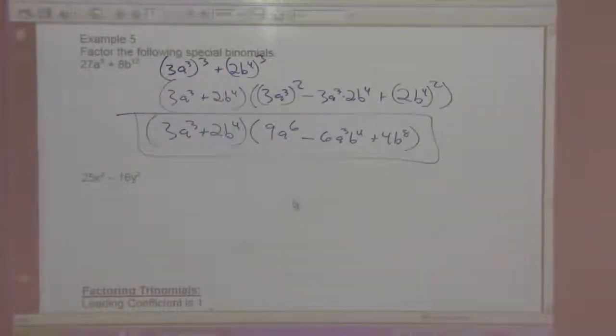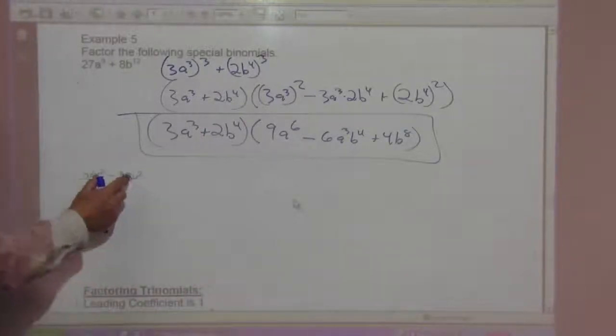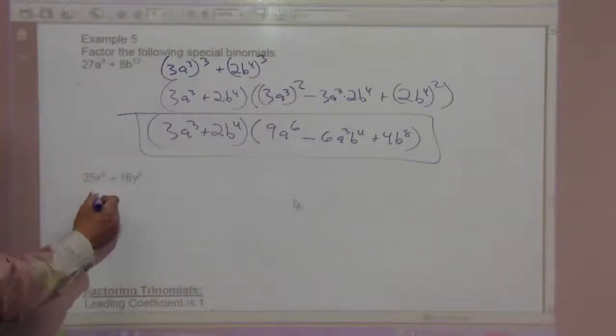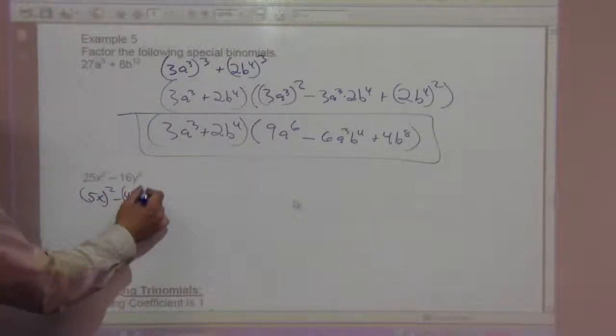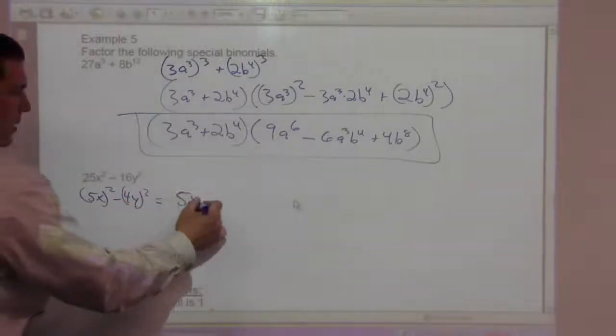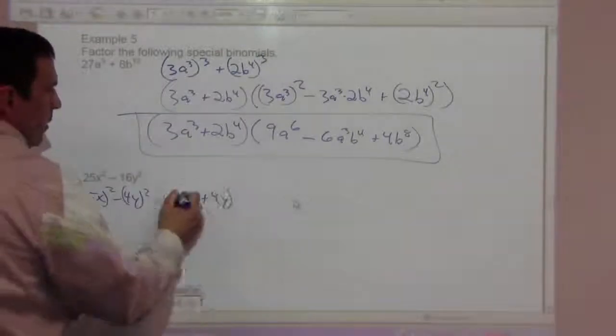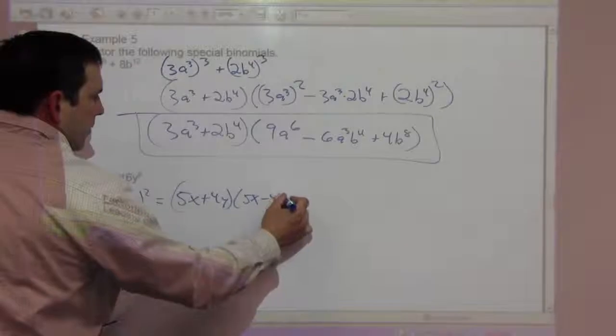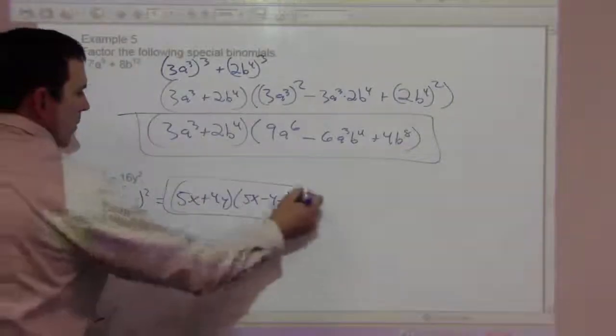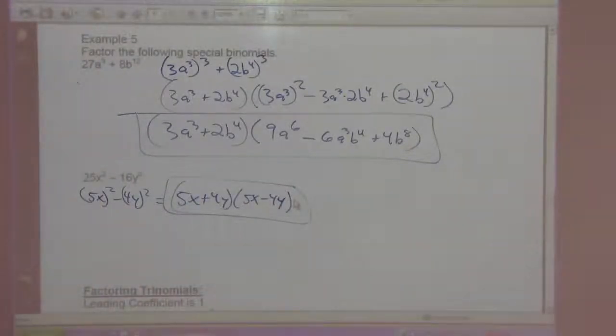And the next one is 25x squared minus 16y squared. This is a difference of squares. So that's 5x squared minus 4y squared. That's going to be 5x plus 4y times 5x minus 4y. Okay, I'm going to go on here.